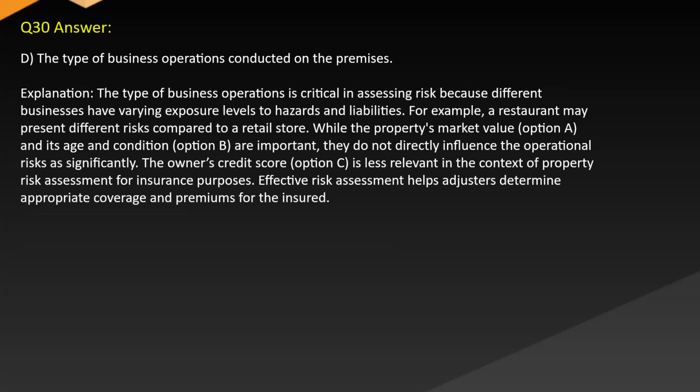Answer D. The type of business operations conducted on the premises. Explanation. The type of business operations is critical in assessing risk because different businesses have varying exposure levels to hazards and liabilities. For example, a restaurant may present different risks compared to a retail store. While the property's market value, option A, and its age and condition, option B, are important, they do not directly influence the operational risks as significantly. The owner's credit score, option C, is less relevant in the context of property risk assessment for insurance purposes. Effective risk assessment helps adjusters determine appropriate coverage and premiums for the insured.